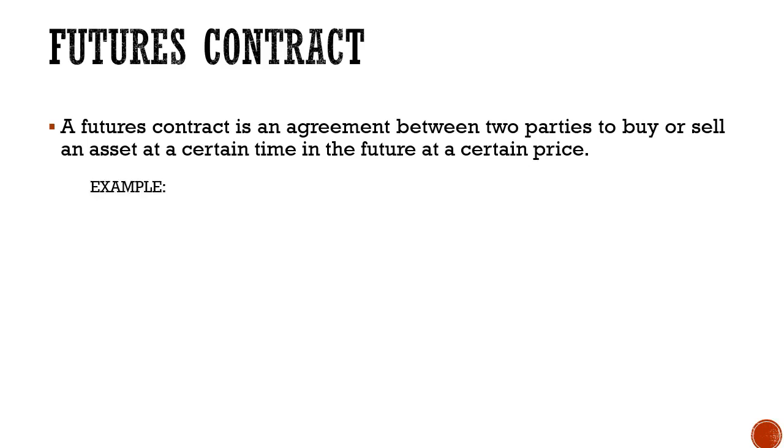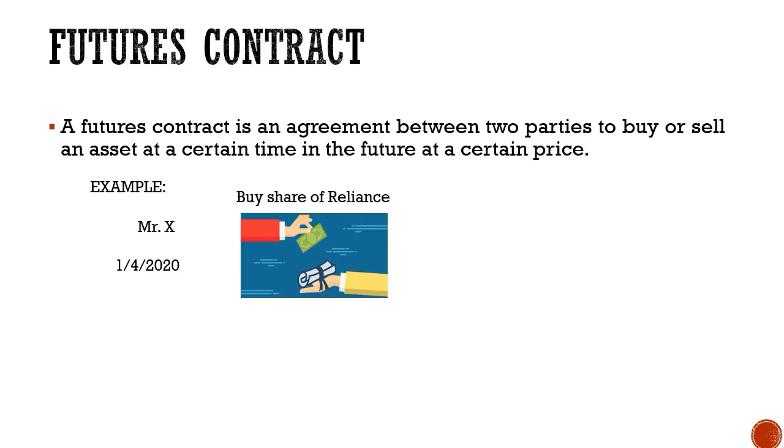Now let us take an example. Let us say there is Mr. X. Now on 1st April 2020, he agrees to buy shares of Reliance company, but he doesn't want to buy on the same day. Let's say he wants to buy it on a future date, that is 2nd April 2021. So let's say after 1 year, Mr. X decided now that after 1 year he wants to buy shares of Reliance.